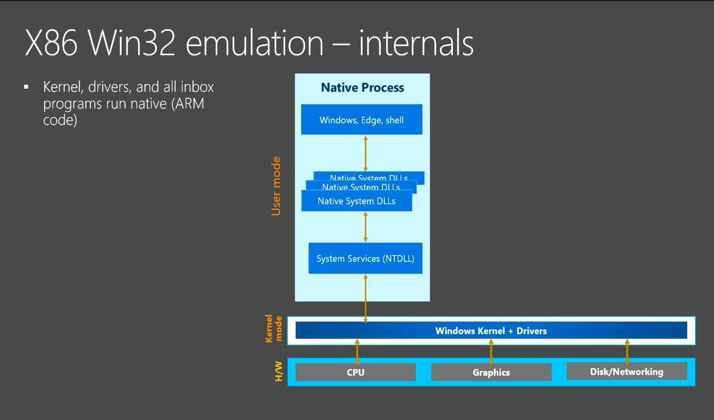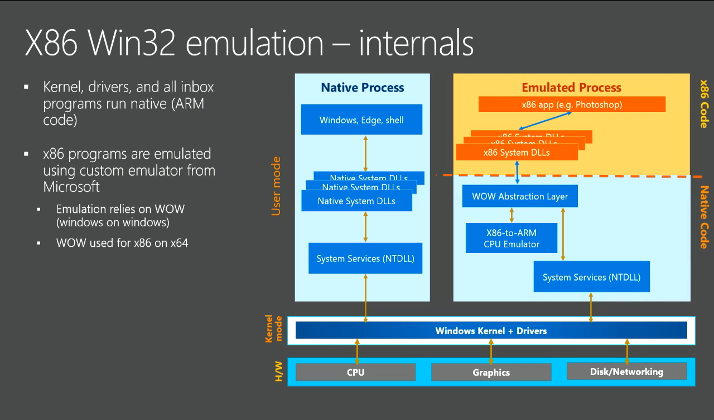If you go ahead to the next. Here, this is what an emulated process looks like. In an emulated process, it runs on top of our WoW layer, which is Windows on Windows. It's a similar infrastructure that we have on x64 PCs to run x86 apps. In these apps, you'll have x86 code, so the app executable and the system binaries that you saw here, we have the x86 versions. And then you have a second part of the process, which is all native code. You have the WoW abstraction layer, which I'll talk about in a minute.